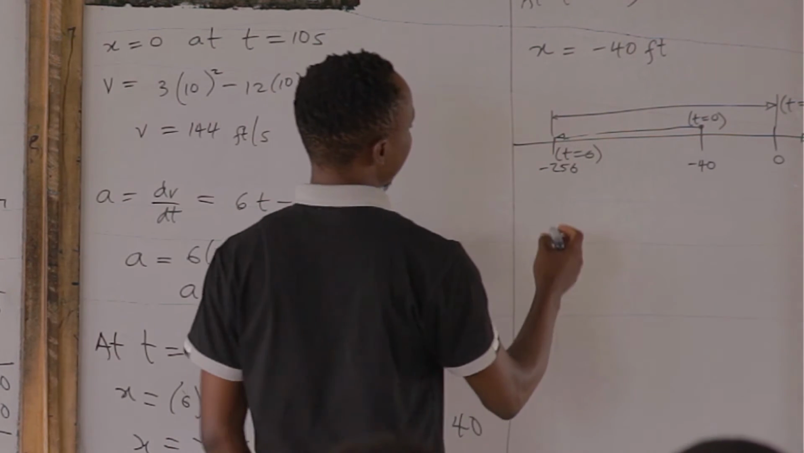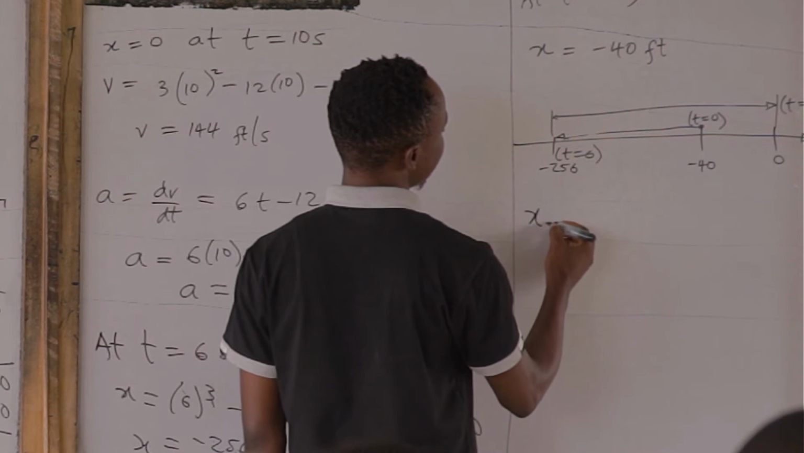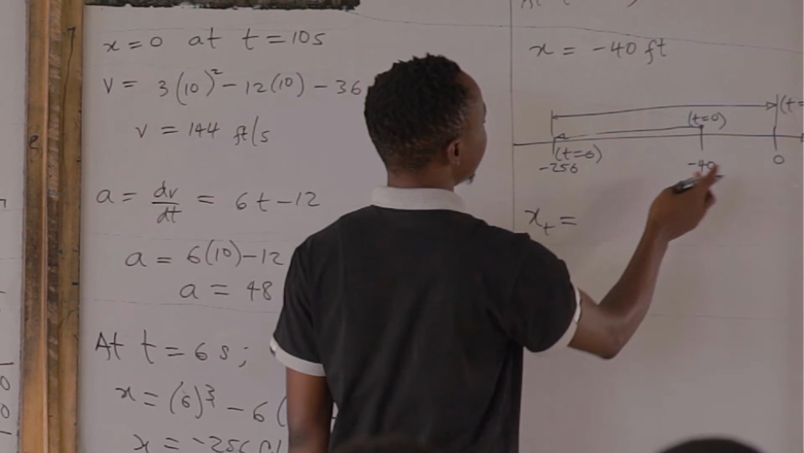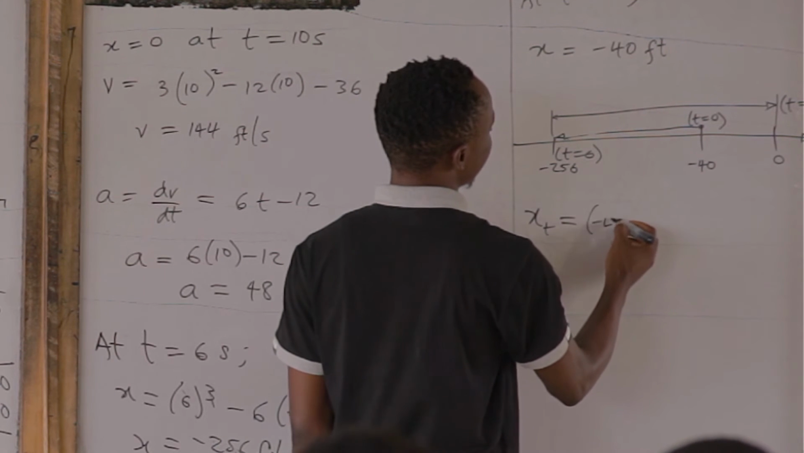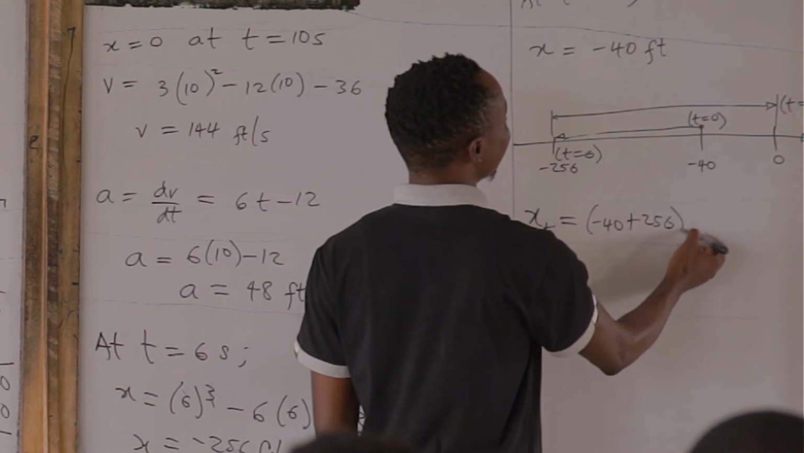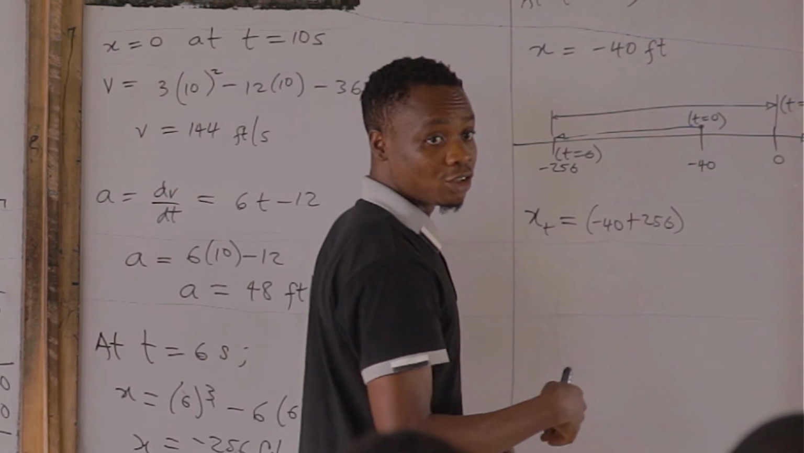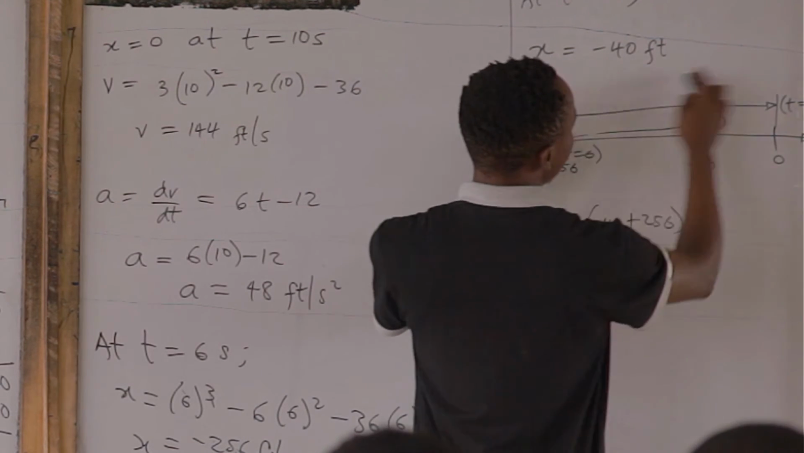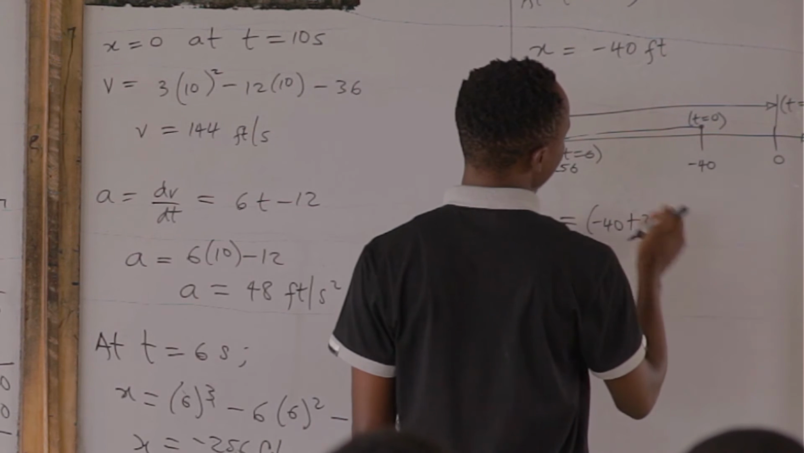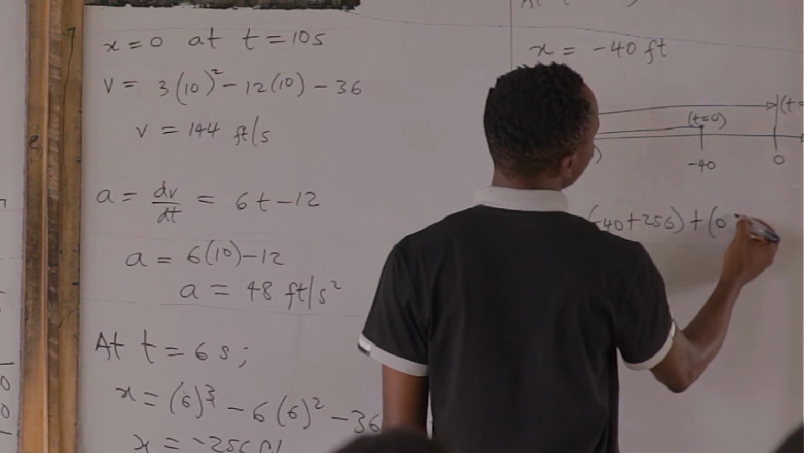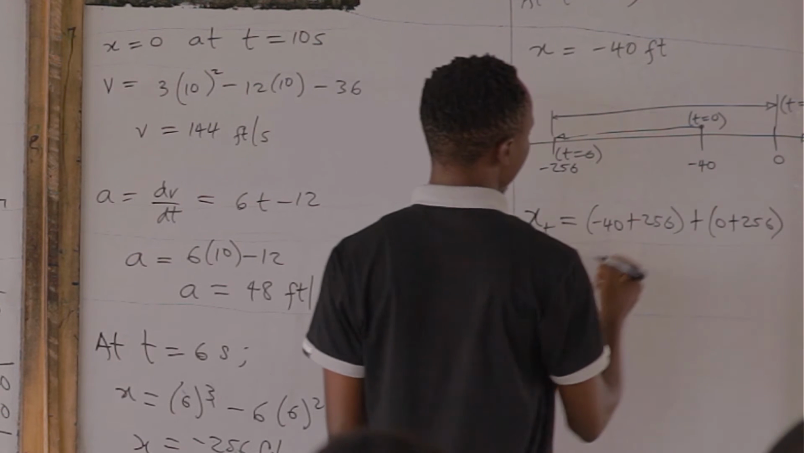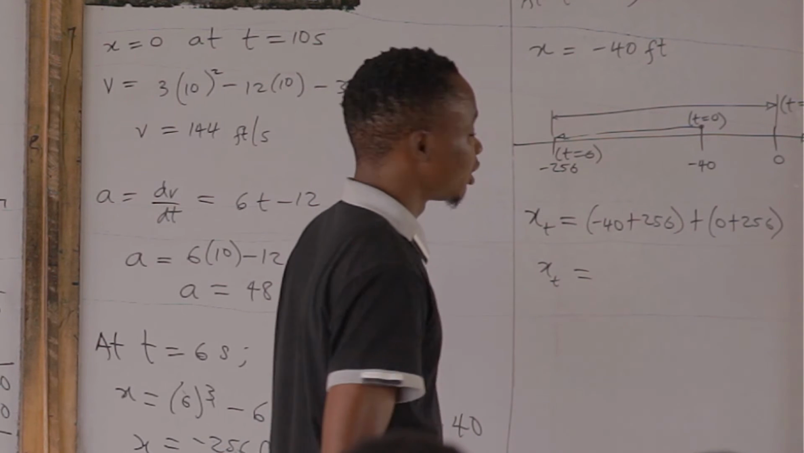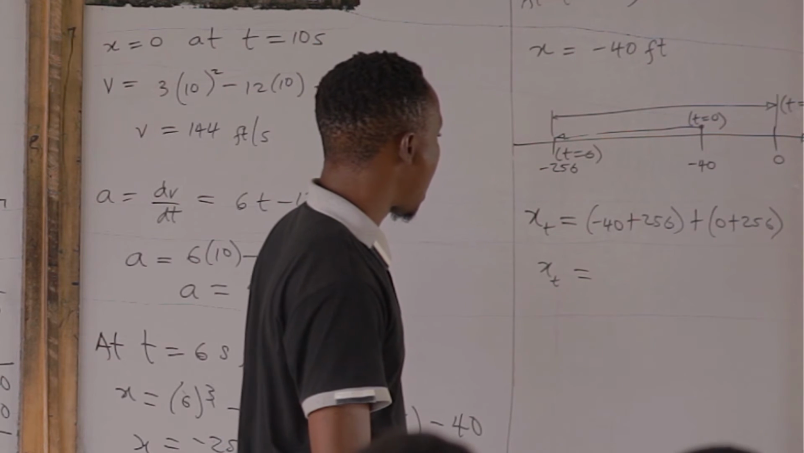Alright, so with this, I can get the total distance traveled. Total distance traveled will be the distance from here to here, that will be minus 40 plus 256. The point is, we are just taking the distance from here to here, so whatever arithmetic you have done, just get the positive answer. Then from here to here, that's going to be 0 minus 256, that is 0 plus 256. So what does that give you? 472.